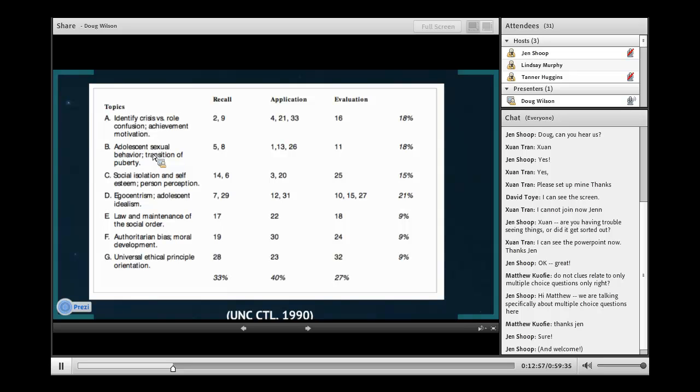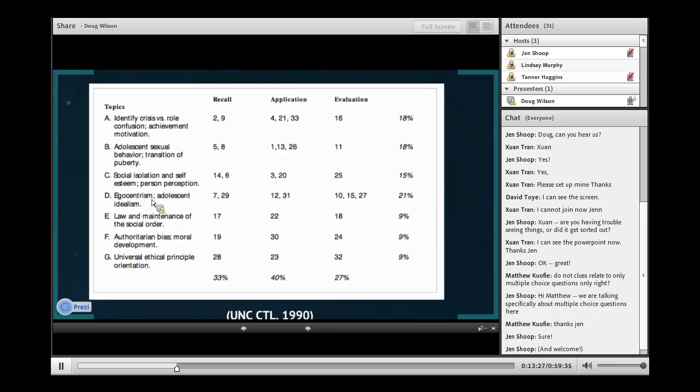So now it's time to talk about a test matrix. And so what is a test matrix? Well, let's take a look. We just finished talking about the cognitive levels. And so you see several categories here and roles. One of the categories is recall, application, and evaluation.